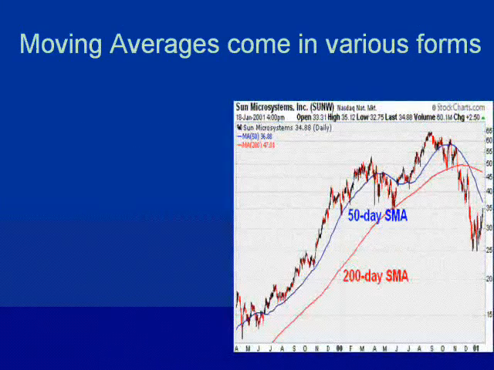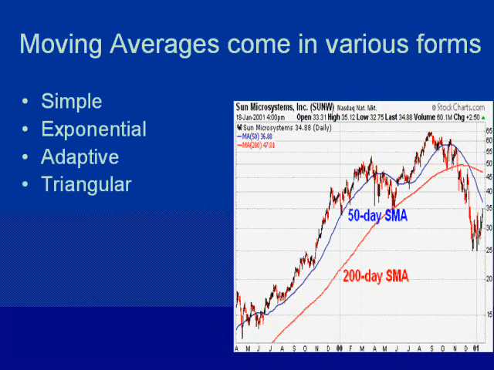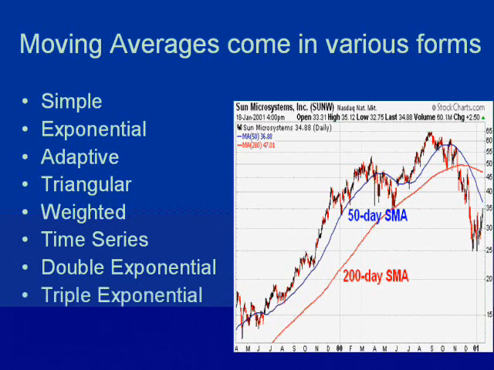So to help identify that trend, traders use moving averages to keep them on the right side of their trades. But these moving averages come in different formats. They're simple, exponential, adaptive, triangular, weighted, time series, double exponential, triple exponential, and even cumulative moving averages. Although there are these different formats, the underlying principle remains the same for all of them, and that is to help technical traders track the trends by smoothing out the day-to-day price fluctuations, or the noise caused by the volatility of the stock.